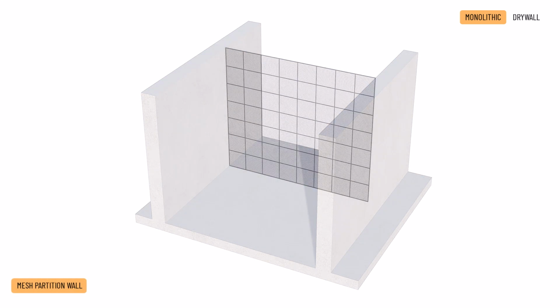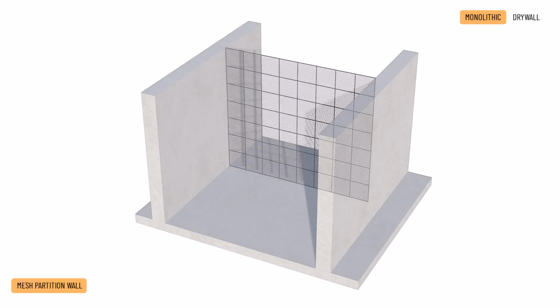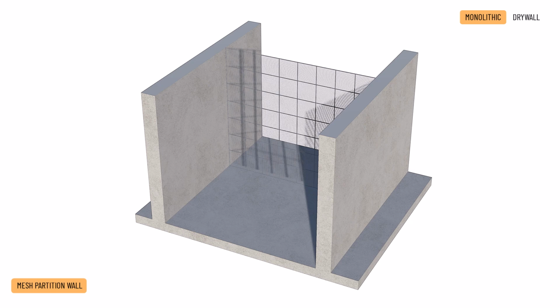For a mesh partition wall, we fix a Phi 1.5 mm mesh with a grid spacing of 2 by 2 cm onto a steel reinforcing mesh of Phi 5 to 6 mm with a grid spacing of about 40 by 40 cm.